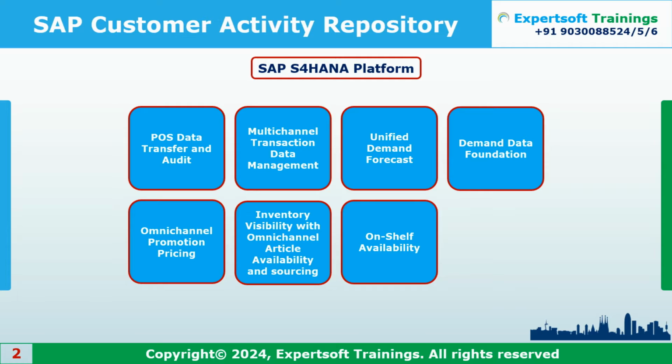So essentially, the initial functionality, the capability that it used to have post data transfer and audit, that continued. So that was there. In addition to that, because we have this non-aggregated data, SAP added a few other capabilities as well into SAP CAR. So what they did is something called multi-channel transaction data management.